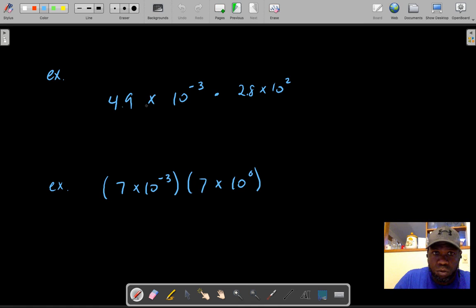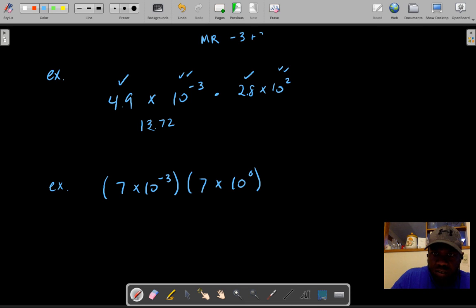But the easiest way is to multiply your numbers and multiply your exponents. Use the multiplication rule of your exponents. It makes it easier to do the work. So basically what I'll do is I'll multiply 4.9 times 2.8, and I'll multiply 10 to the power negative 3 times 10 to the power 2. If I did that math out, I'm basically going to get 13.72. And remember the multiplication rule, MR, is basically adding the exponents together. So negative 3 plus 2 gives us negative 1, so that would be 10 to the power of negative 1.